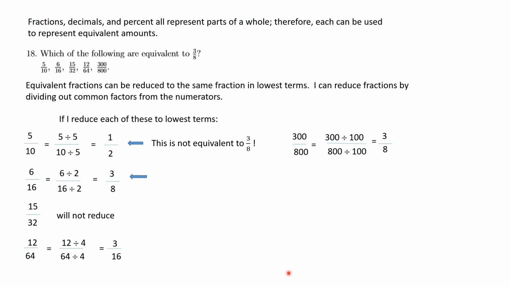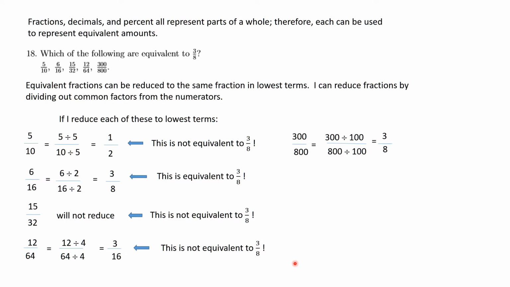So to answer the question, which of those fractions are equivalent to 3/8, okay, well certainly 5/10 is not. This one is, however, 6/16. 15/32 doesn't reduce, so it's not equivalent. And 3/16 is not equivalent to 3/8. But this last one, however, is. So our correct solutions are 6/16 and 300/800. They are both equivalent to 3/8.